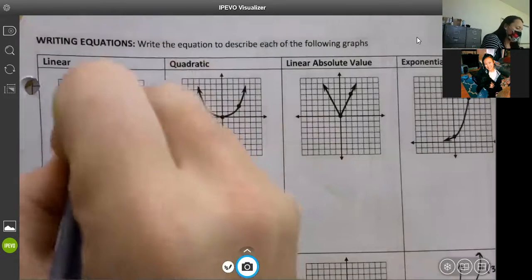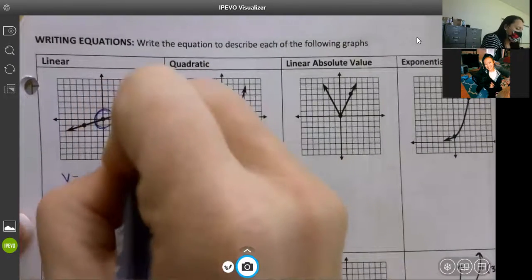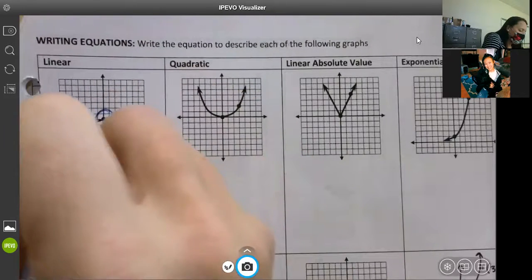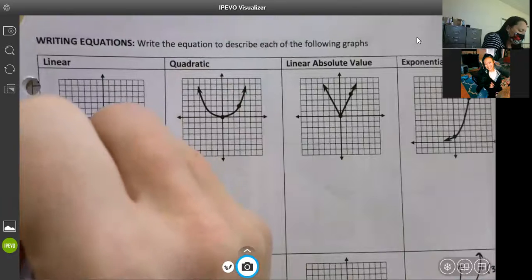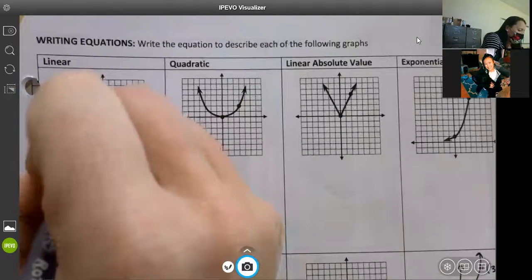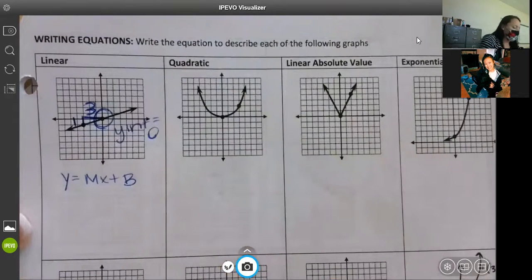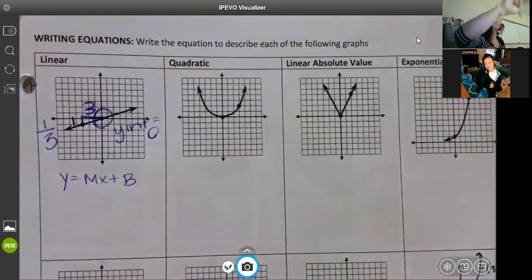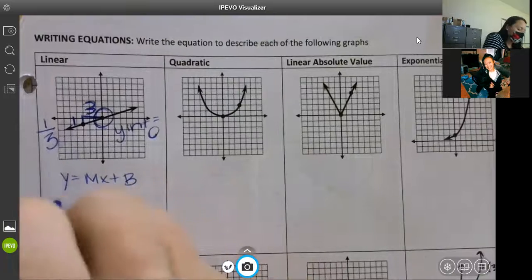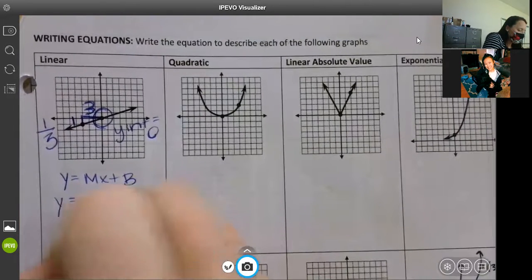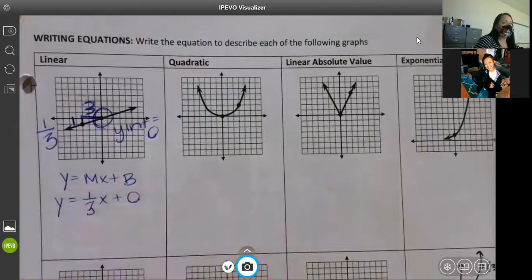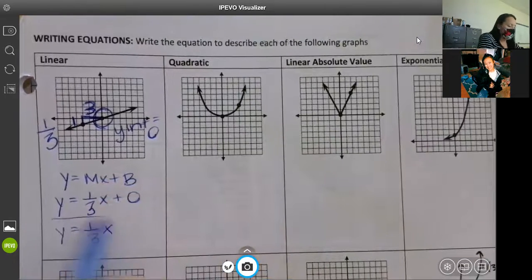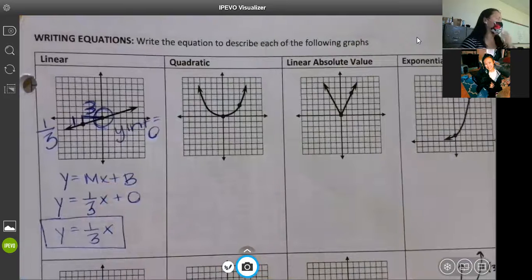Your y-intercept right here is 0. And then remember, your slope, you do rise over run. So we rise 1 and we ran 3. So rise 1, run 3. And the only other thing you need to remember is this is a positive graph, so it's going to be a positive 1/3. So your equation is a positive 1/3 slope, and then plus 0 for your y-intercept, but you don't need that. You just need the 1/3 x. Okay. So it's a real quick equation to write.